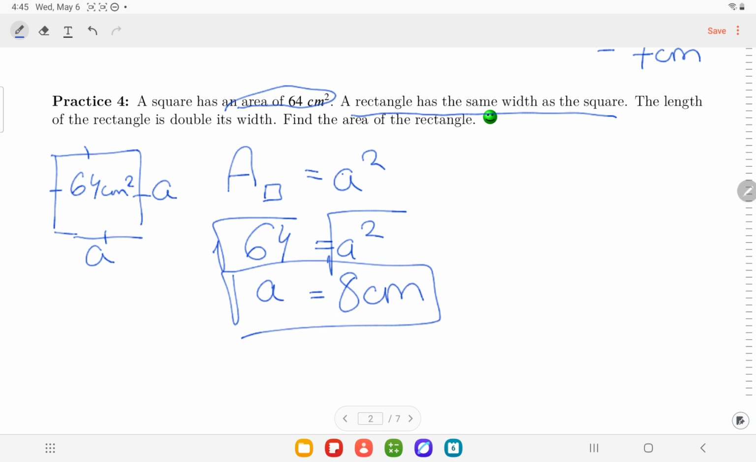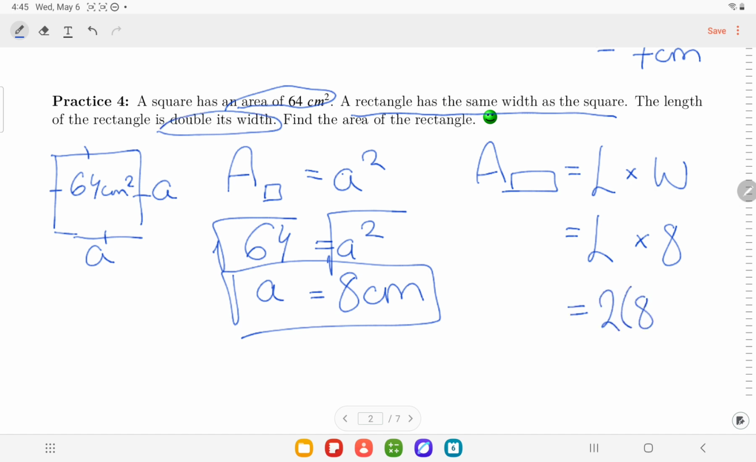And then we have a rectangle that is the same width as the square. So the width of the square is 8 centimeters, so the rectangle also has a width of 8 centimeters. And then we know that the length of the rectangle is double its width. So the length is going to be 2 times 8. So our final answer is going to be 16 times 8, which is 128 centimeters squared.